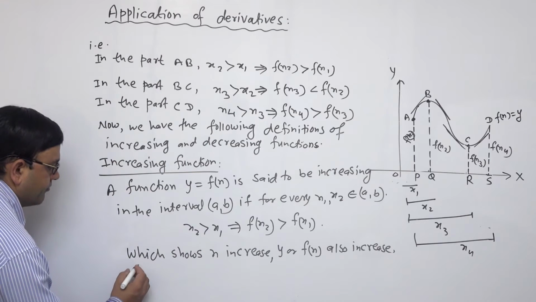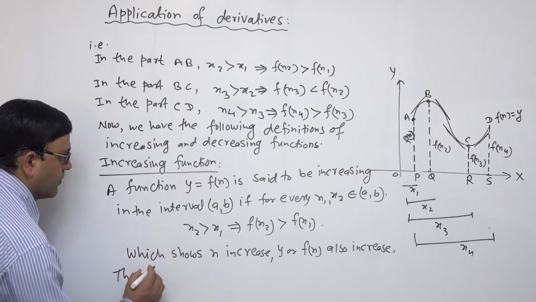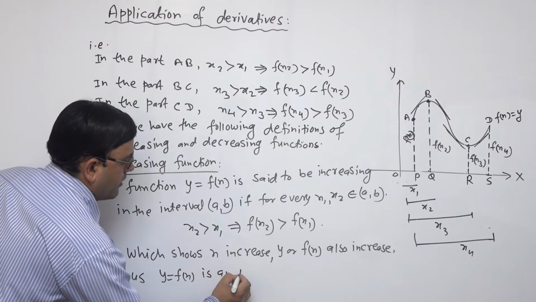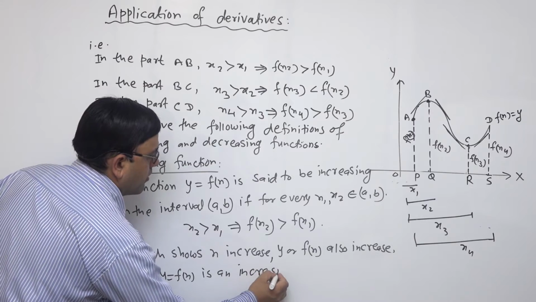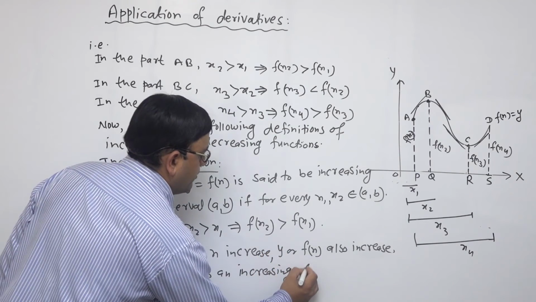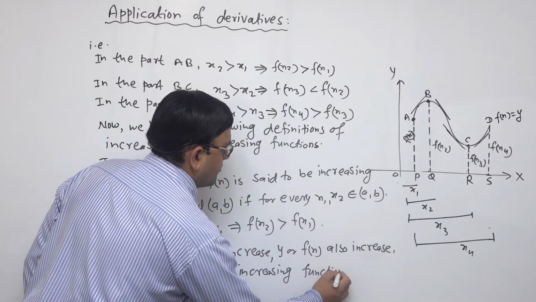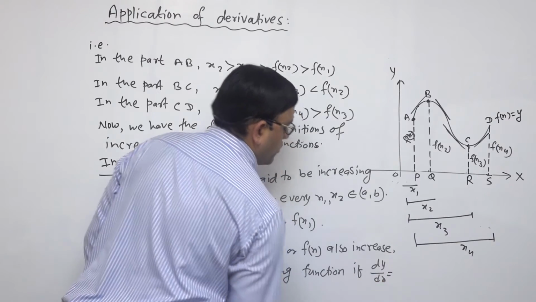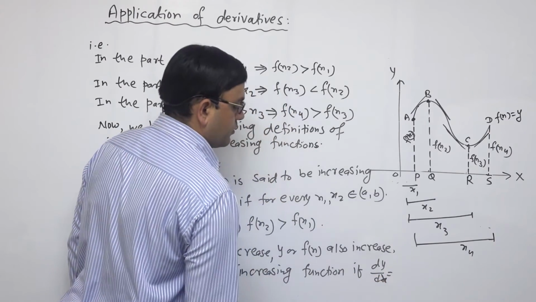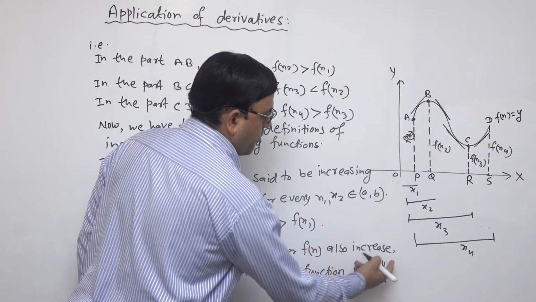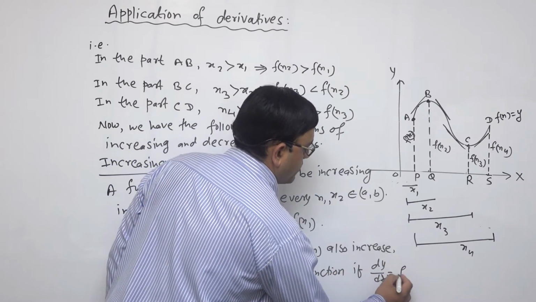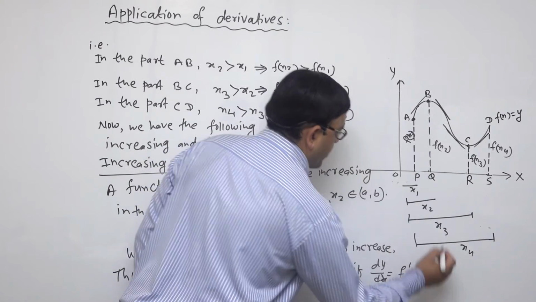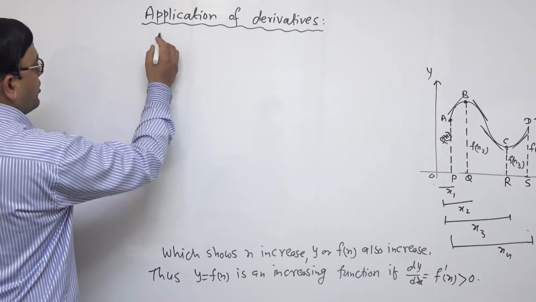Thus y is equal to f(x) is an increasing function if dy by dx, the derivative of y with respect to x, which we also call the first derivative f dash x, is greater than 0. Now about decreasing function.